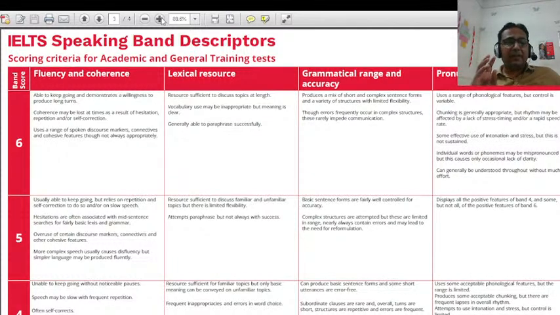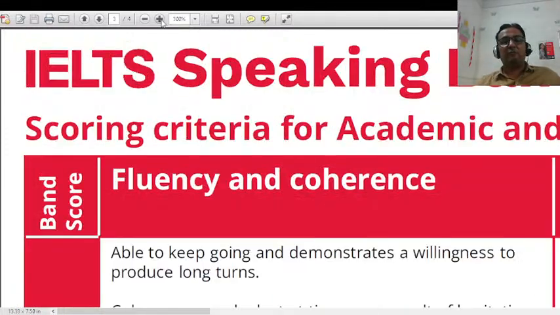There are four things which the examiner judges when checking your IELTS speaking. The first thing is your fluency and coherence. Remember, you must have good fluency. Fluency means you are speaking without any pauses. And coherence means there should be coherence in your ideas. That thing is really important.